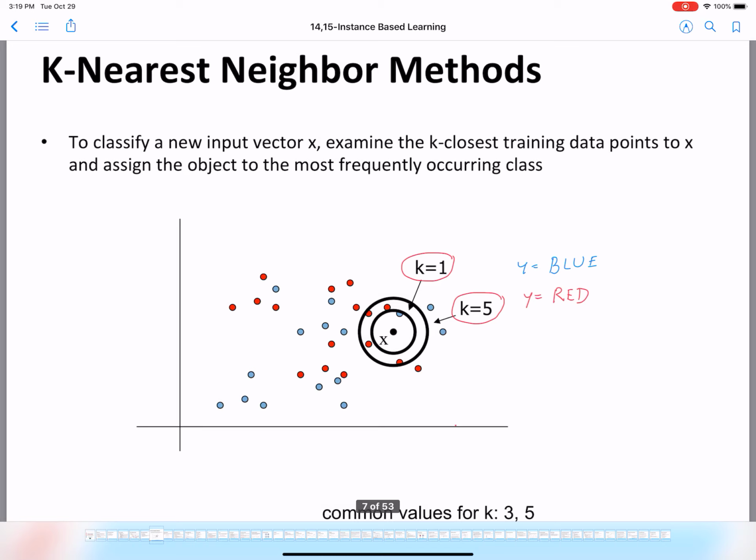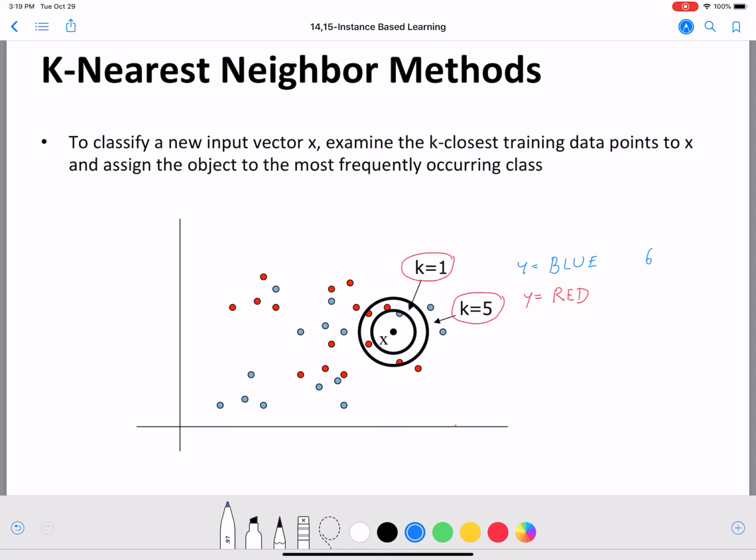Suppose we have 60 red and 40 blue, then everything would be classified as red, and that's not good, that's not accurate at all. So we only want to limit to the neighboring examples. Look at the neighborhood to make our classification.